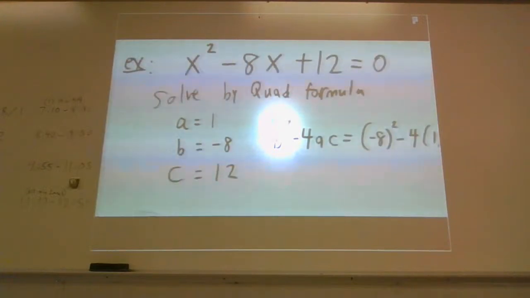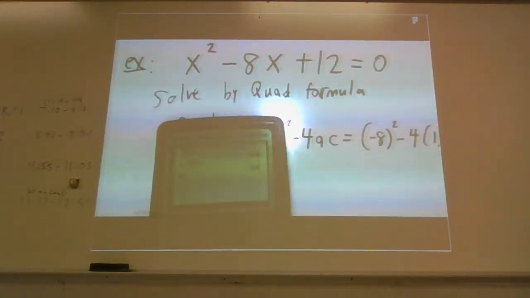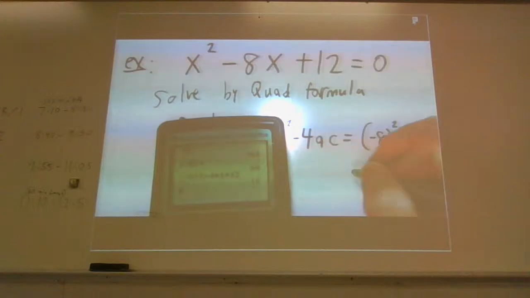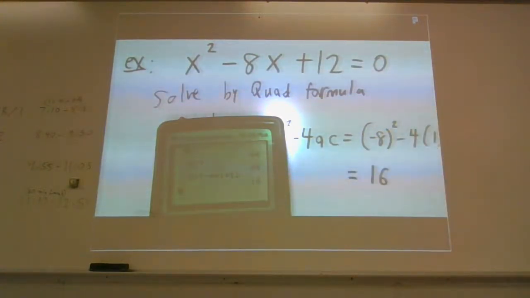If you do this calculation, let me do it like this here real quick. Negative 8 squared minus 4 times 1 times 12. Technically, you don't even need the 1 there. Oh, look at that. It equals 16, which just so happens to be a perfect square.